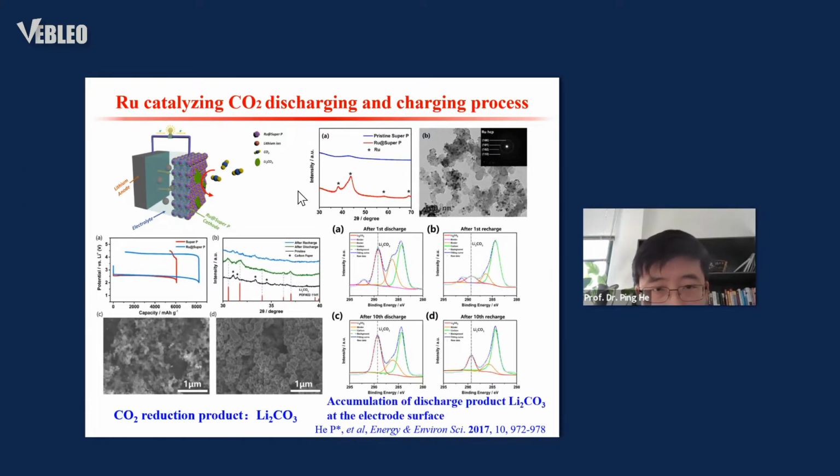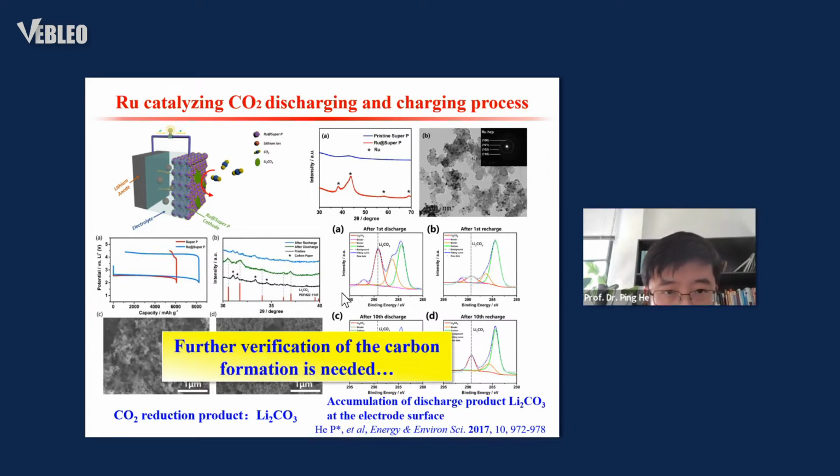During the discharge process, we can see it has a discharge capacity of about 8,000 milliampere hours per gram. If the catalyst has no ruthenium, it only has a small discharge capacity. The further work is that quantification of the carbon formation is needed.